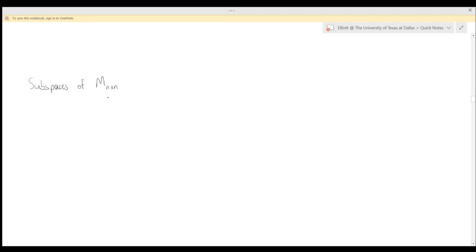I'll focus on subspaces of n by n symmetric matrices, so square matrices. I'll just look at some examples and I'll try to do them a little bit quickly since I'm running short on time. But let's start by looking at the set, which I'll call S n by n.